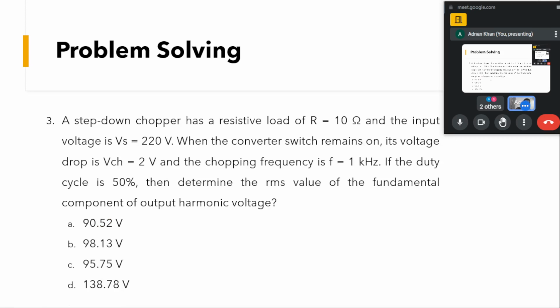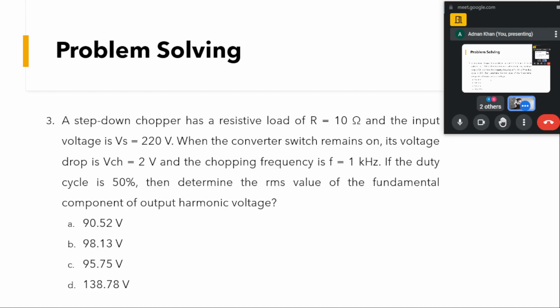Now coming to the third question. The third question is, a step down chopper has a resistive load of 10 ohms. So here it is similar to the previous question. This question is also on the step down chopper, but in the previous question we had an RL load. Here we are having only R load.